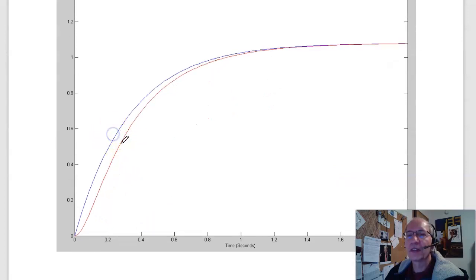Here's the first order system. There's the third order system. Same shape, same DC gain, same settling time. It's roughly the same system. There's a little bit of extra delay.